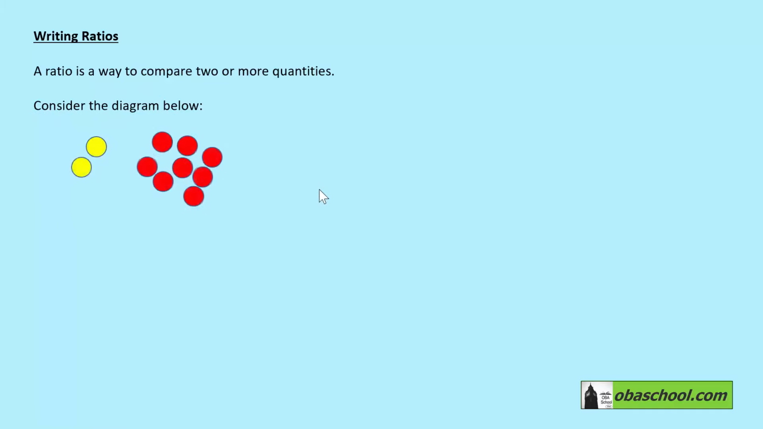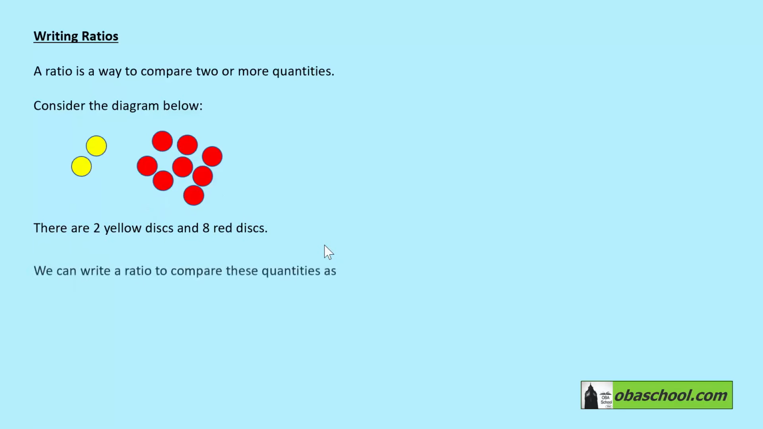Writing ratios. A ratio is a way to compare two or more quantities. Consider the diagram below. There are 2 yellow discs and 8 red discs. We can write a ratio to compare these quantities as 2 to 8.